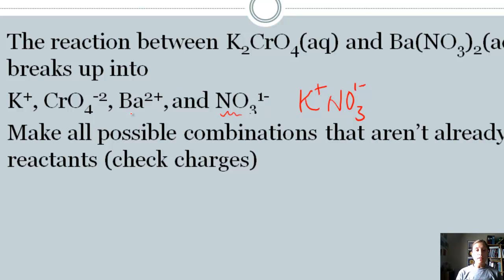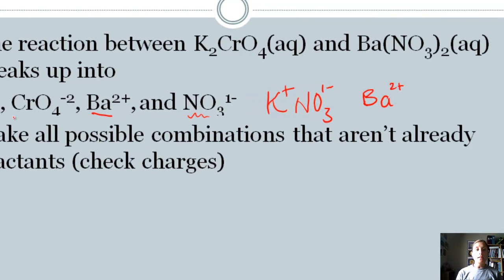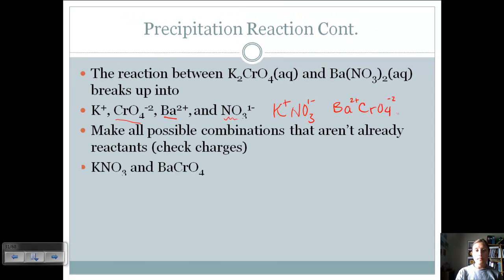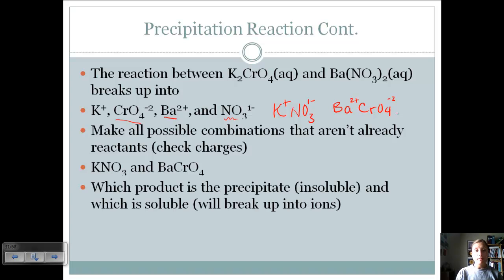So let's take our other cation, which is the barium, and the only thing left for it to combine with is the chromate, since it combined with the nitrate as a reactant. And since it's a -2, that's also a neutral compound. So our two products are potassium nitrate and barium chromate.